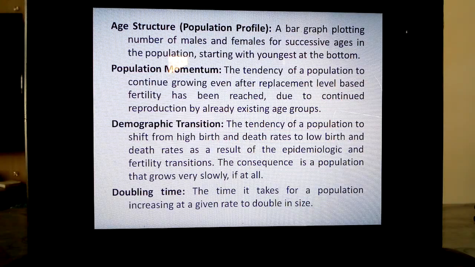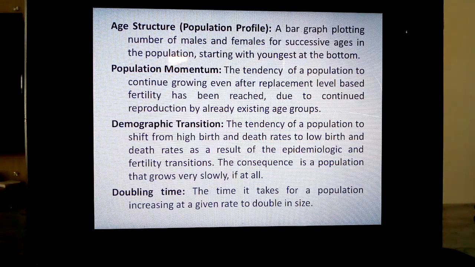Population momentum, the tendency of a population to continue growing even after replacement level fertility has been reached, due to continued reproduction by already existing age groups. If the youth group is there, they continue to reproduce, means naturally there will be increase in population.